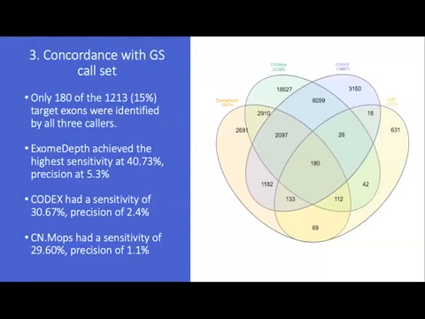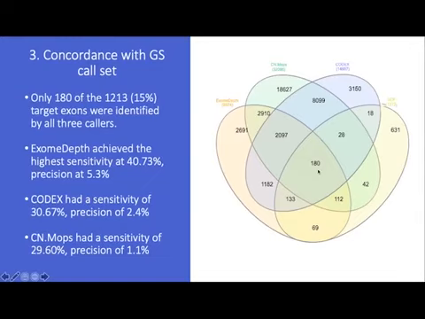So to do that, we looked at concordance with a call set generated from genome sequencing. It is important to note that CNVs called from GS calling algorithms may have breakpoints that fall outside the target exon capture and therefore may be more difficult to pick up using exome sequencing CNV calling algorithms. So we see here in the middle that only 180 of the 12,13, or 15% of target exons identified by the GS call set as having a CNV were identified as such by all three callers.